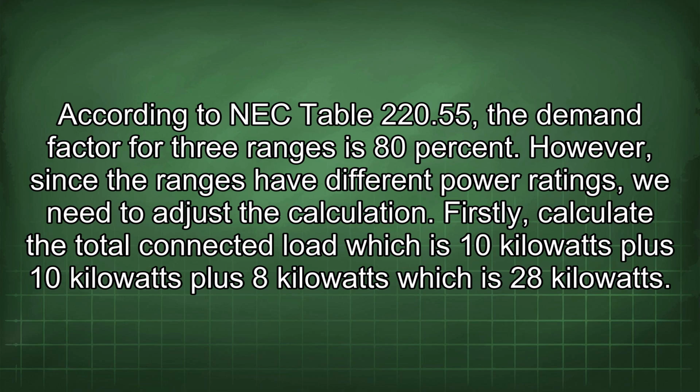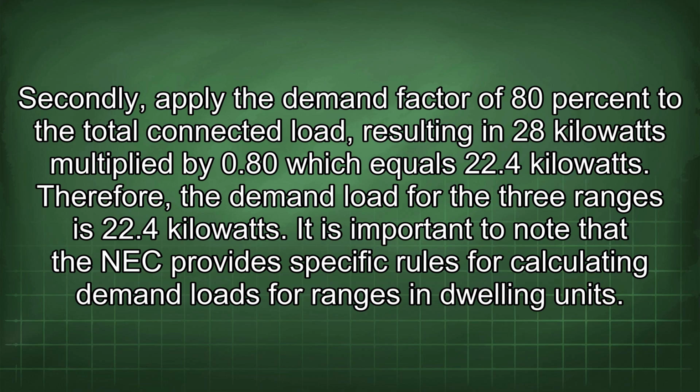Firstly, calculate the total connected load, which is 10 kilowatts plus 10 kilowatts plus 8 kilowatts, which is 28 kilowatts. Secondly, apply the demand factor of 80% to the total connected load, resulting in 28 kilowatts multiplied by 0.80, which equals 22.4 kilowatts. Therefore, the demand load for the three ranges is 22.4 kilowatts.